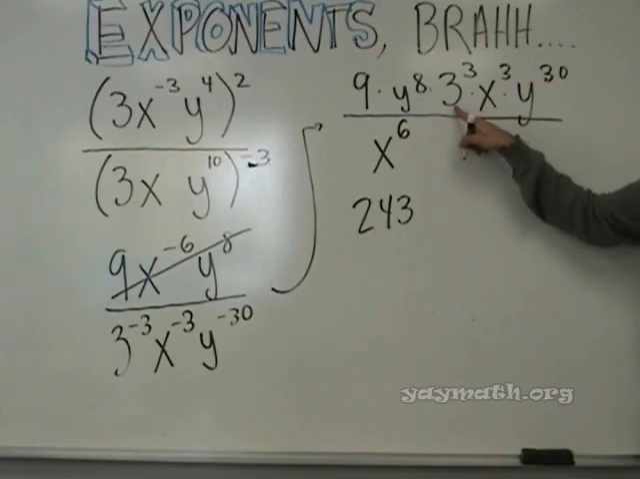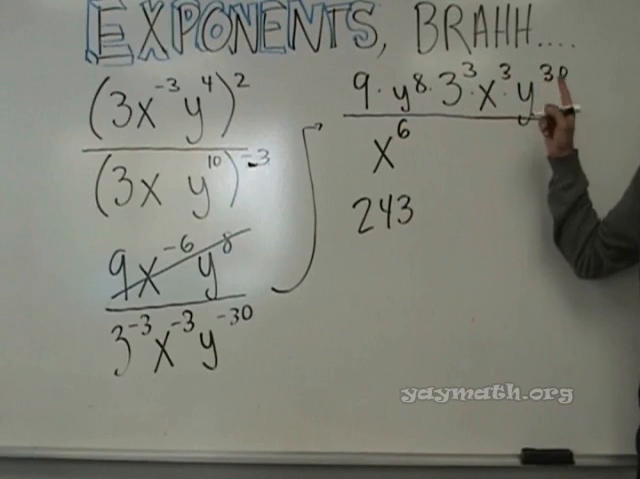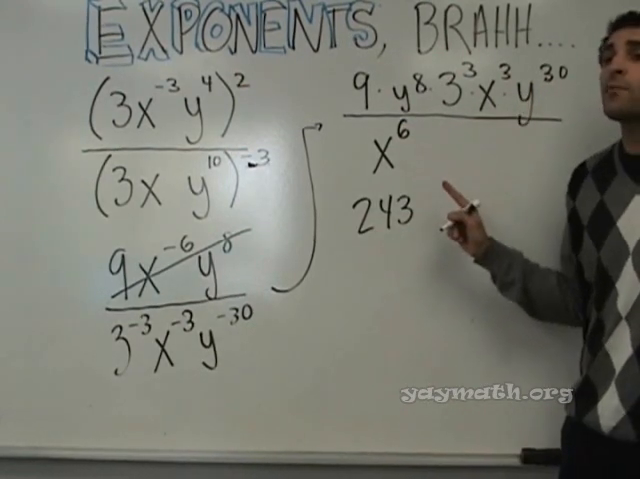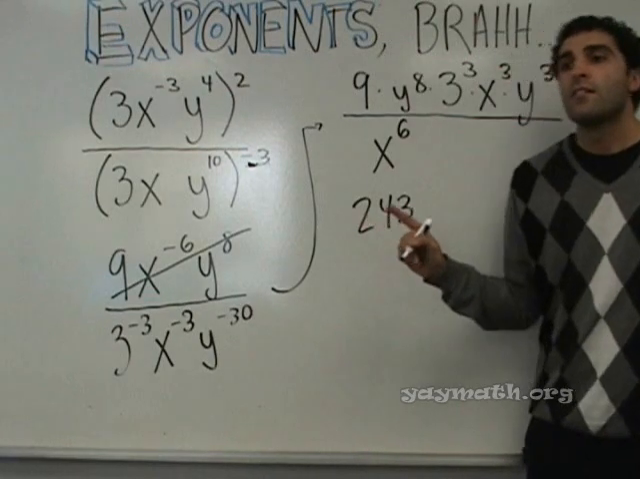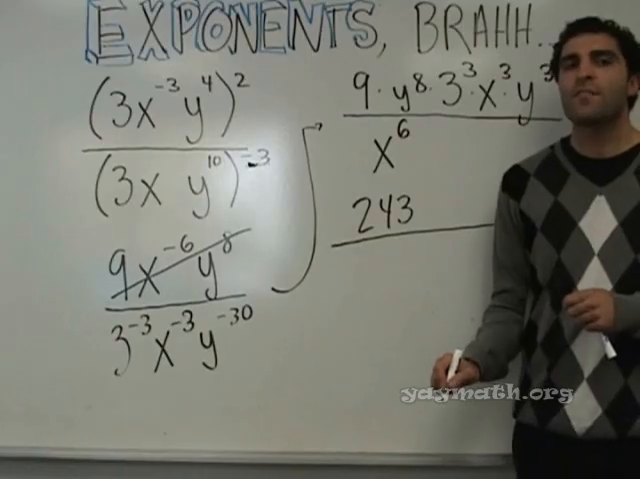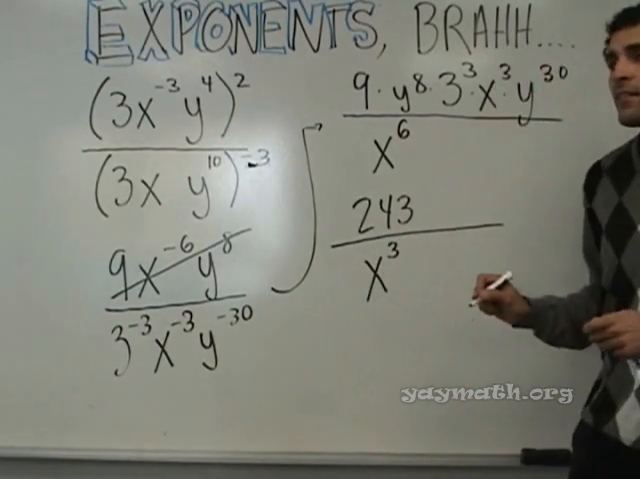Okay, X's. We have how many on the top? 3. We have how many on the bottom? 6. So 3 cancels with 3, leaving how many where? Negative 3 on the top. Nothing on the top and 3 on the bottom. X to the third on the bottom. Questions about that? Yeah. Why? Okay.